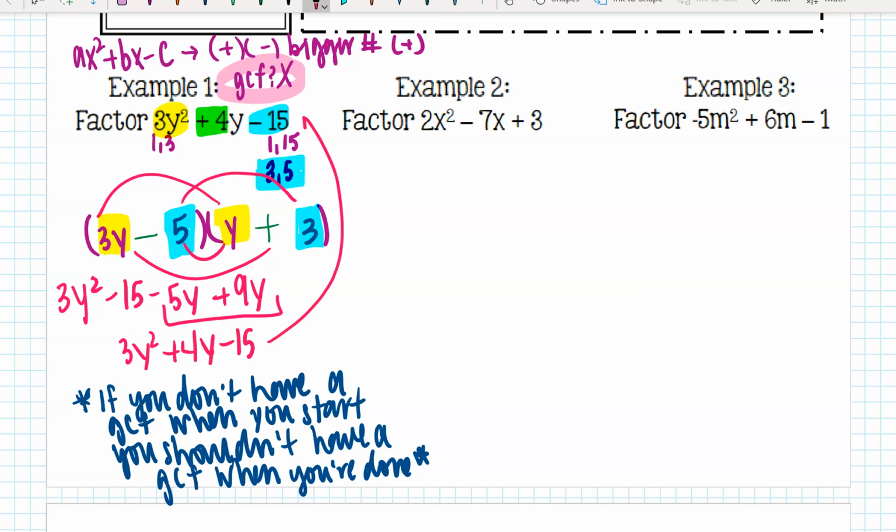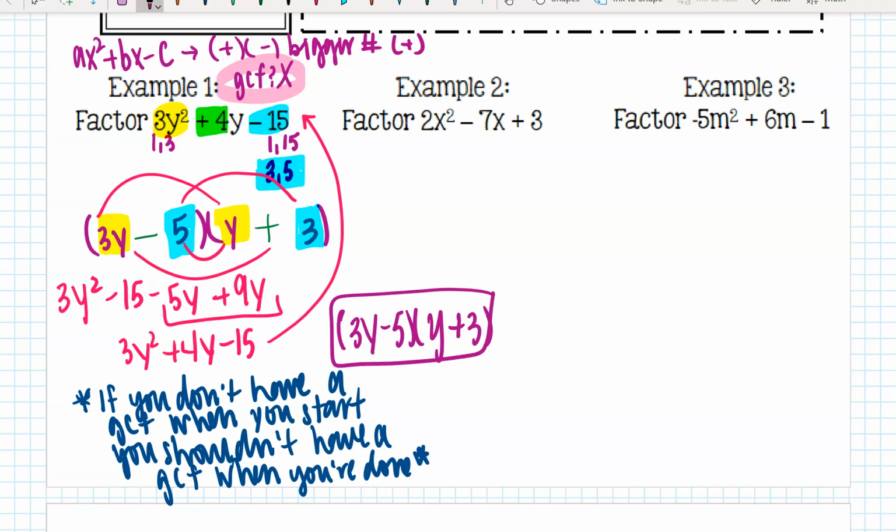That's what I started with, which means after all of this work that I have, my answer is 3y minus 5 times y plus 3. Okay.